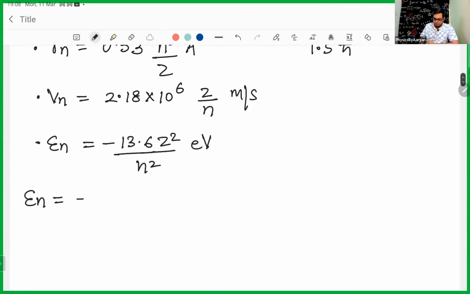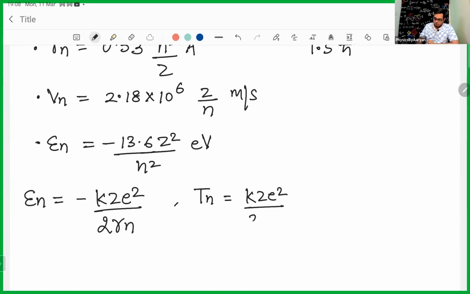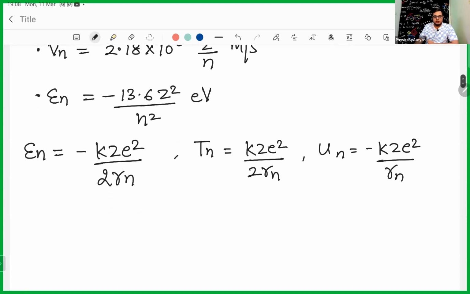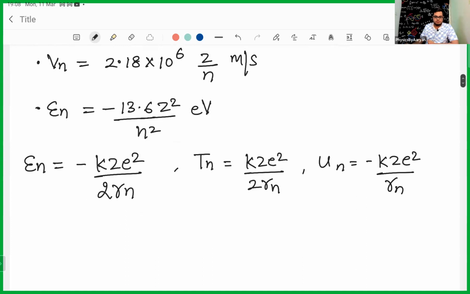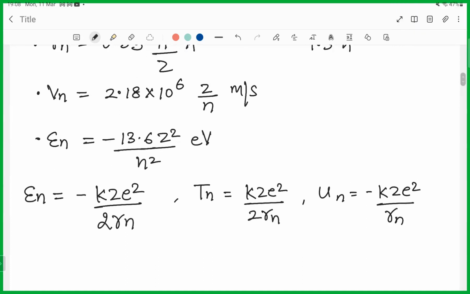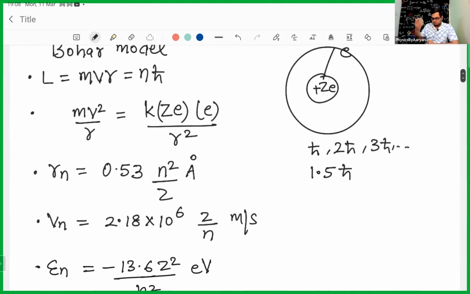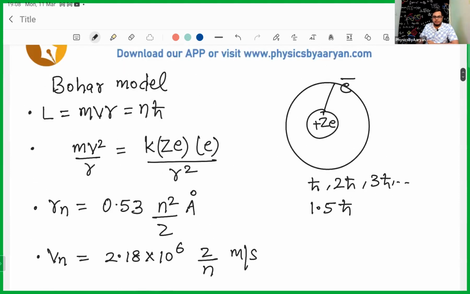Energy, total energy was minus kZe square by 2Rn. Kinetic energy क्या थी हमारे पास? kZe square by 2Rn. और हमारे पास potential energy क्या थी? Minus kZe square by Rn, right? So this is the case. Yes, I think. Okay, so that was basically the basic recap we did in the last class.